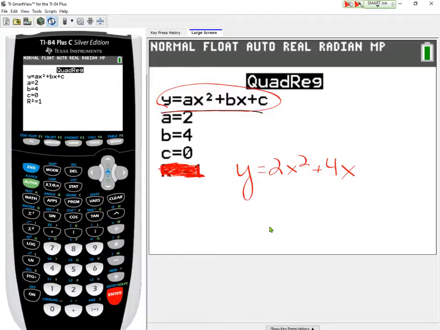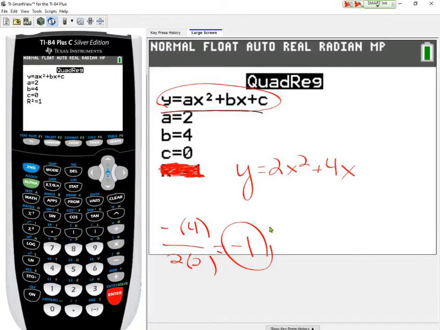Not really. Where's my axis of symmetry, peeps? Negative what? Wait, what'd you say? I'm sorry. Oh, you're trying to do it from memory, huh? Where's the axis of symmetry at? Here's my formula. What's my axis of symmetry? It's opposite B divided by 2A. So it's negative 4 over 2 times 2. So I have it at -1.